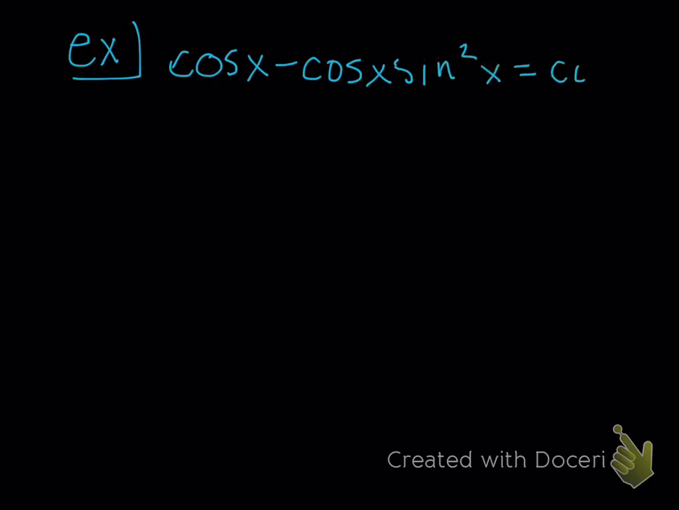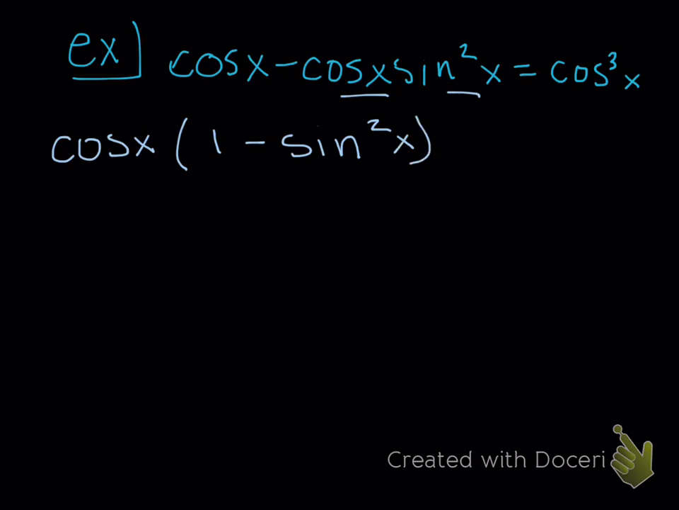So for our first example, we're going to do cosine of x minus cosine of x times sine squared of x equals cosine cubed of x. When you're doing this problem, the most common mistake is students think that those cosines cross out. They do not cancel out because this cosine is attached to that sine. What we can do, however, is factor out a cosine since both terms have a cosine in common. So if I pull this cosine out front, I have 1 minus sine squared of x.